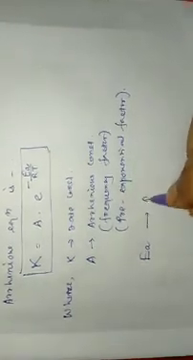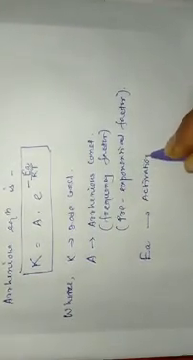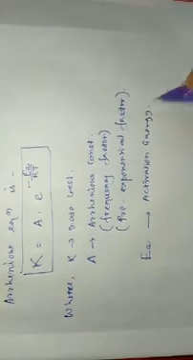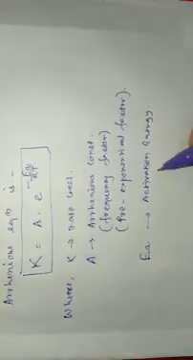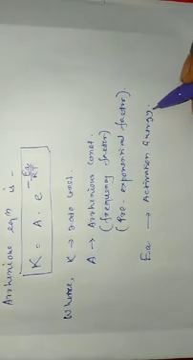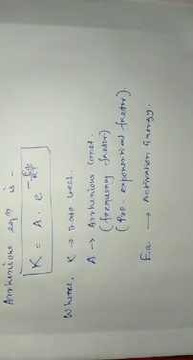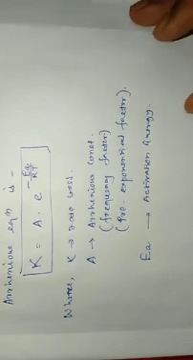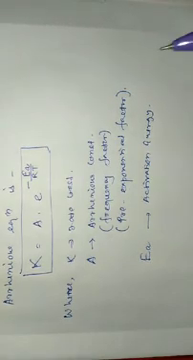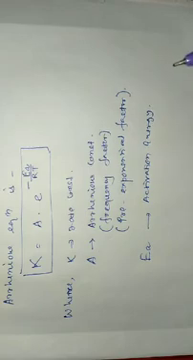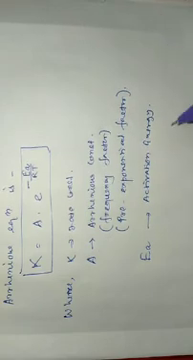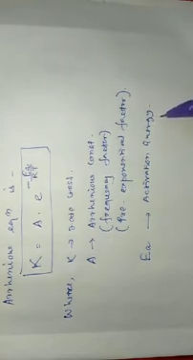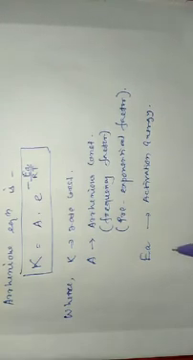Ea is known as the activation energy. Activation energy is the energy gained by the reactant molecules before producing the product in a chemical reaction. Before producing the product, reactant molecules must attain a certain minimum amount of energy, which is known as activation energy. Details about the activation energy we will discuss in our next video.